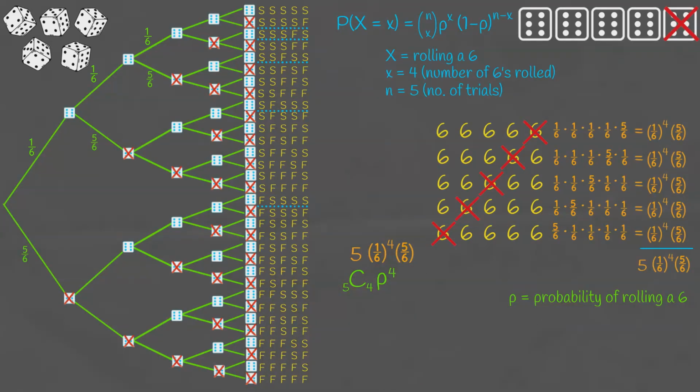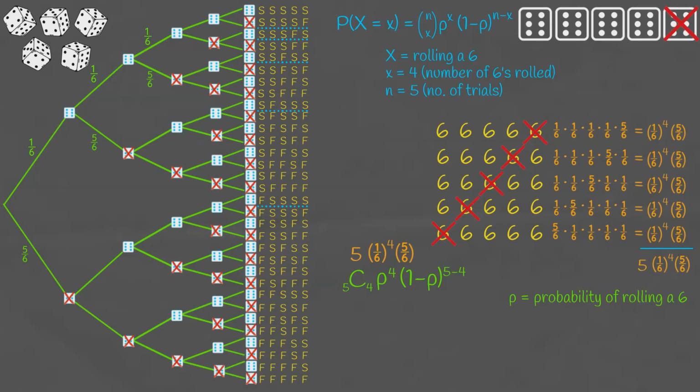Next is 5/6 to the power 1. Well, 5/6 is the probability of rolling any other number, so it's 1 minus the probability of rolling a 6. So it's 1 minus p, and the power 1 is the same as 5 minus 4, the number of trials minus the number of sixes rolled.